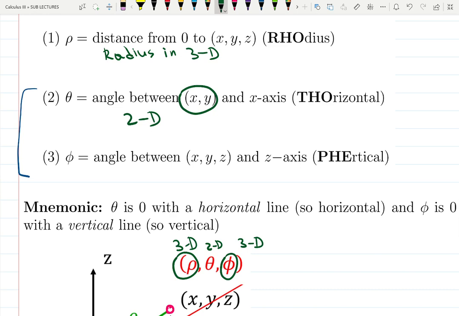And now we have a second angle, phi. Phi is the angle of the 3D point in space with the z-axis going up and down. So here's my point, and it has some angle phi with the z-axis. And this one is actually used more, it's more practical. So theta is horizontal because it's on the floor, and then phi is spherical because it's going up. That's a mnemonic way to memorize it if you want.